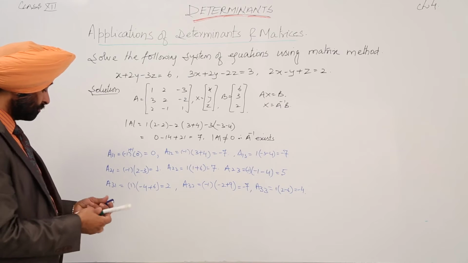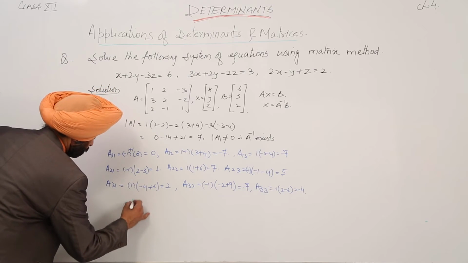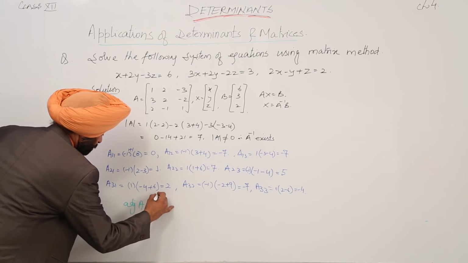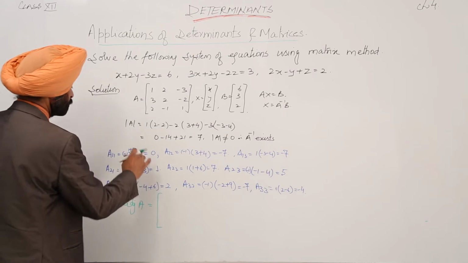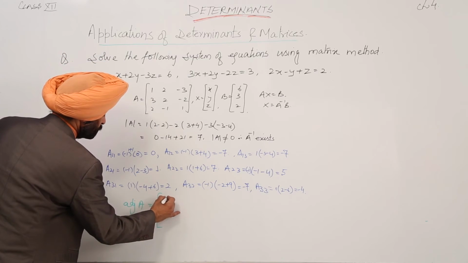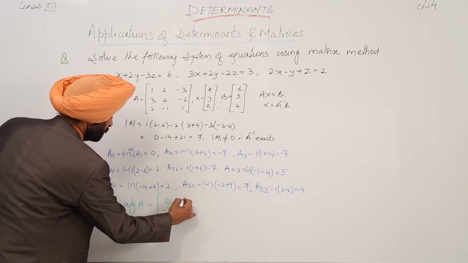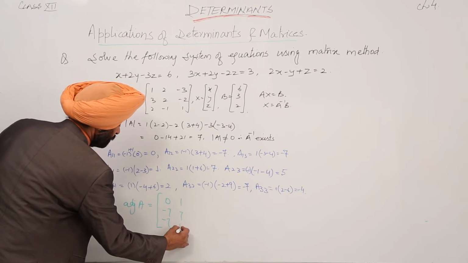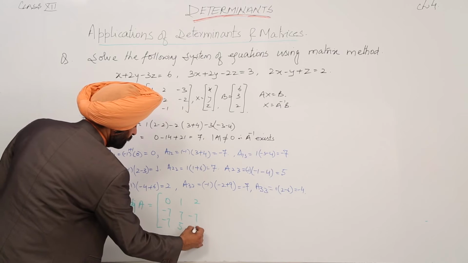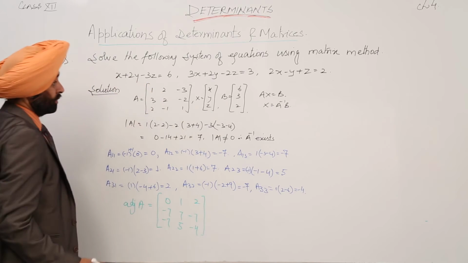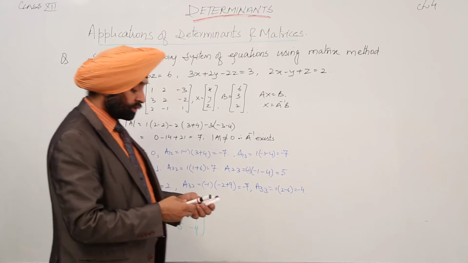Now the adjoint of A is equal to the cofactors written in the reverse order, that is, transposed. So we are having 0, minus 7, minus 7, then 1, 7, 5, and then 2, minus 7, minus 4. This is the adjoint process.